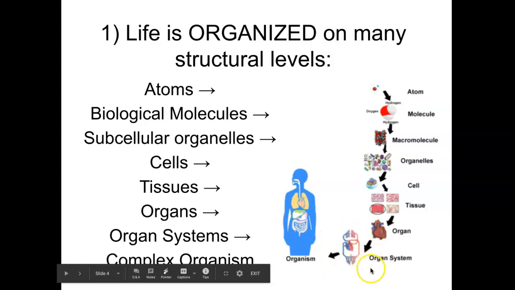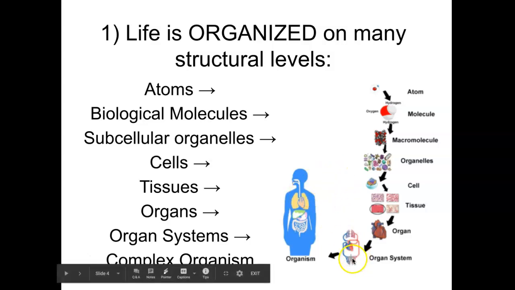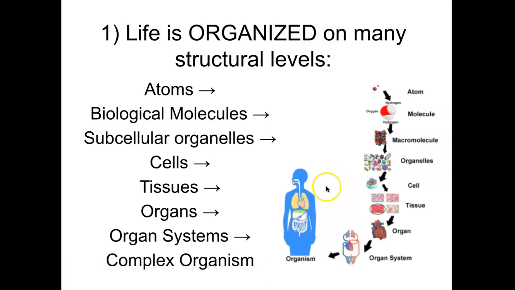And then organ systems come together to make up the organism, a complex organism that can perform a lot of different functions because of all these different organ systems working together. So it's no longer just one system. It's not just the circulatory system, but also the respiratory system, the digestive system, the endocrine system, the reproductive system, all of them.